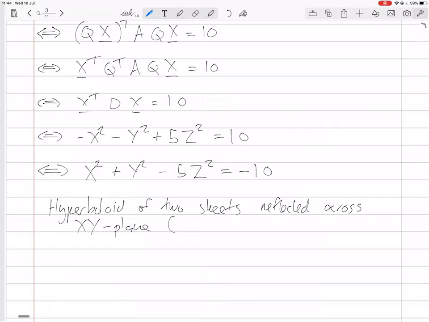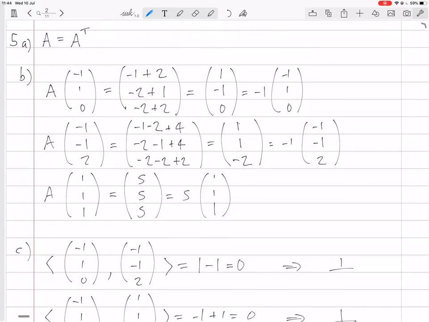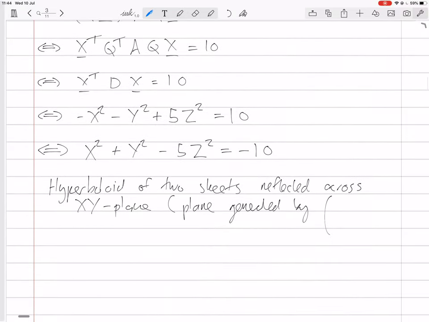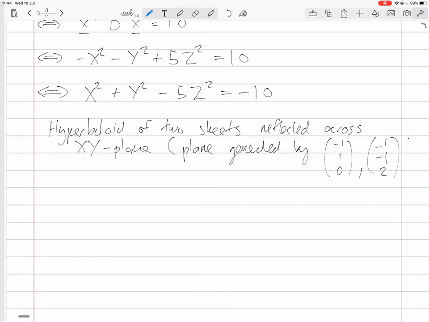And what is that big X, big Y plane? That's the plane spanned by the first two eigenvectors. What are the first two eigenvectors? They were (-1, 1, 0) and (-1, -1, 2), right? That's what the plane is. That's all we need to say, really.